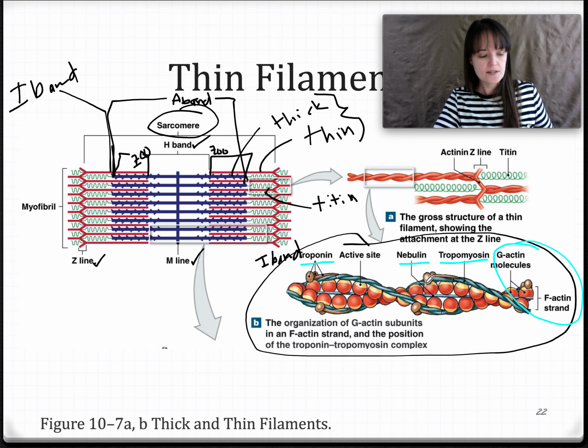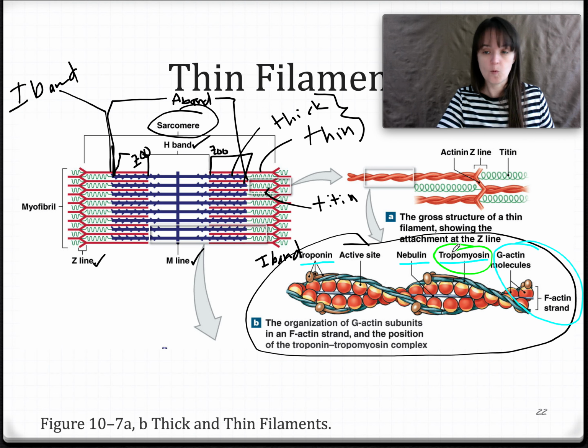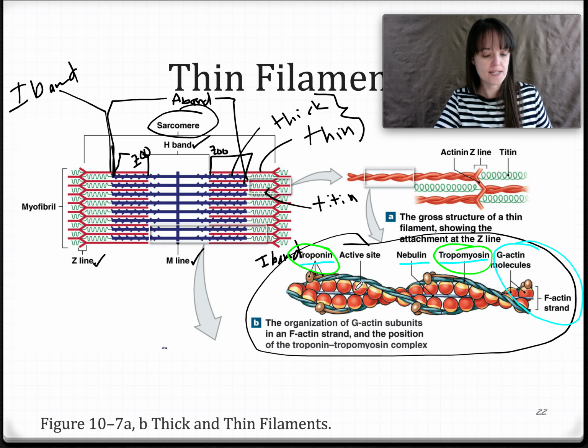So at rest, which protein covers the myosin binding sites on actin? Tropomyosin. And which protein will bind calcium? Here you can see it holds it on. And change shape, pulling the tropomyosin off of the active sites on actin to allow myosin to bind? Troponin.